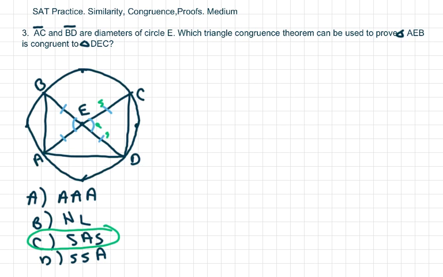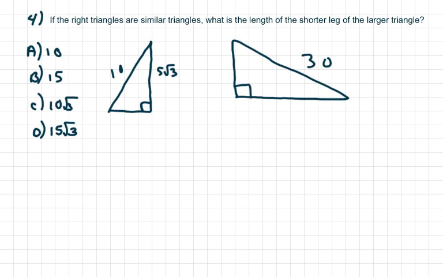Okay. Next one. We have right triangles that are similar. What's the length of the shorter leg of the larger triangle? So let's write what we're looking for. We're looking for this, and they're congruent.